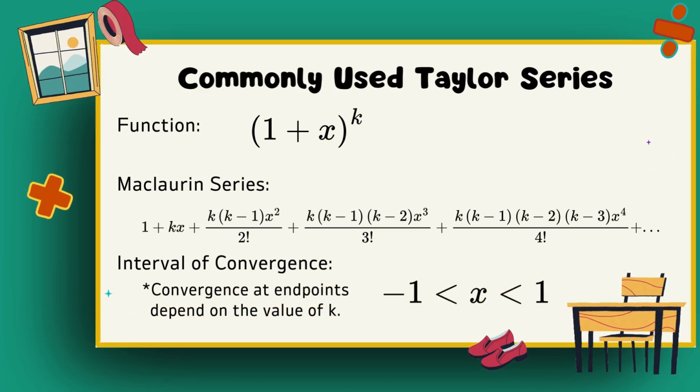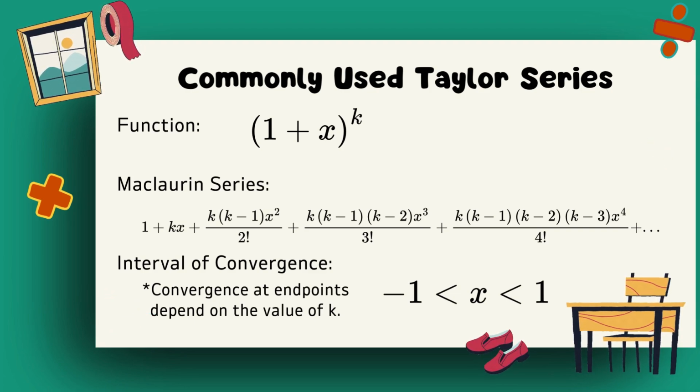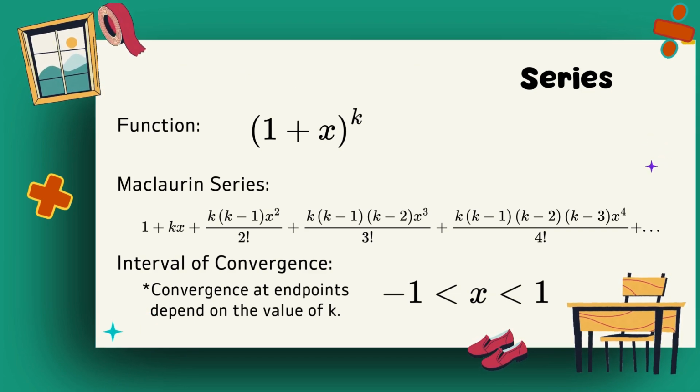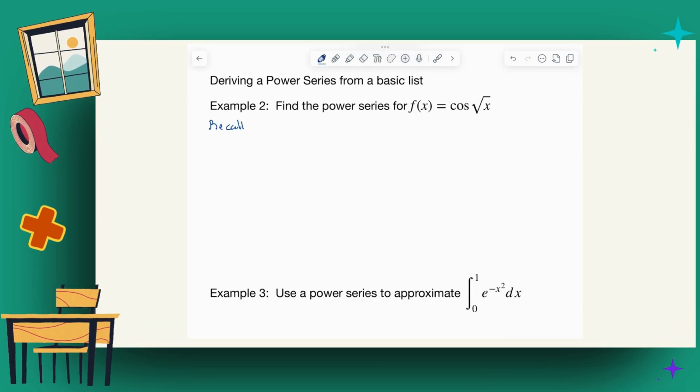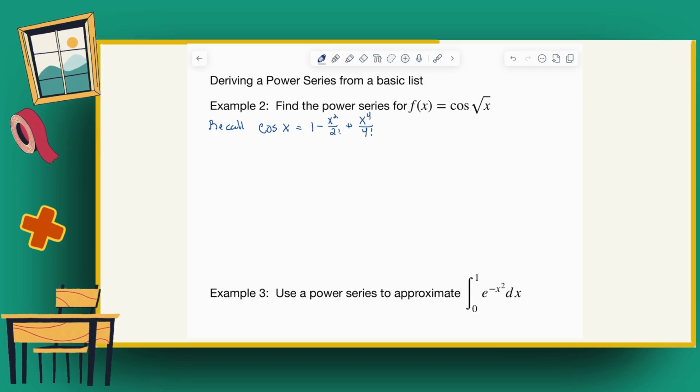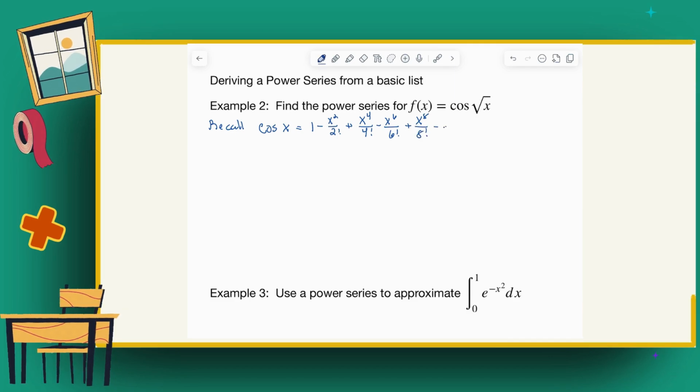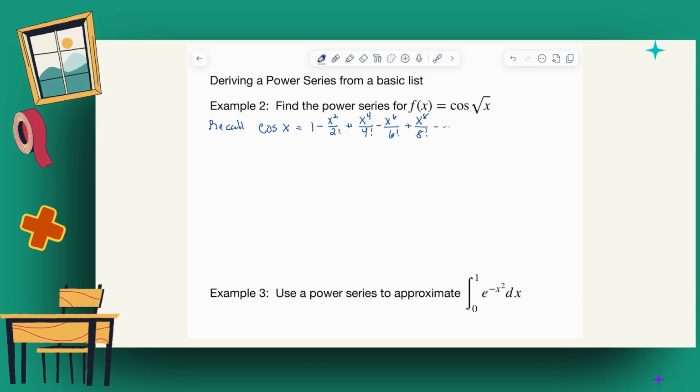We can use the common Taylor series to approximate values, evaluate limits, or even solve derivatives and integral problems. Let's look at an example. Let's find the power series for f of x equals cosine of the square root of x. So first let's recall our power series for cosine of x, which is equal to 1 minus x squared over 2 factorial plus x to the 4th over 4 factorial minus x to the 6th over 6 factorial plus x to the 8th over 8 factorial minus dot dot dot. This pattern continues. Now I'm going to go into that polynomial and replace every x with the square root of x.